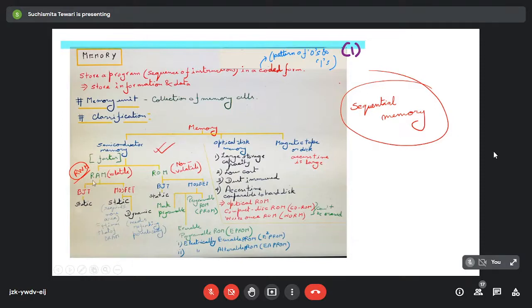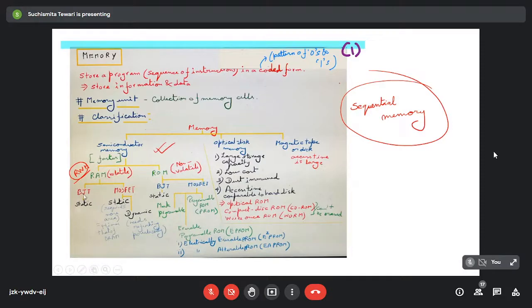Both of them can be built using BJTs or MOSFETs. Both are semiconductor devices. So you see, for RAM, we can use BJT to make RAM. We can use MOSFET to build RAM. Also in case of ROM, we can use BJT, we can use MOSFET, and we can also use diode. But nowadays diodes are not used, so that is why it is not written over here.